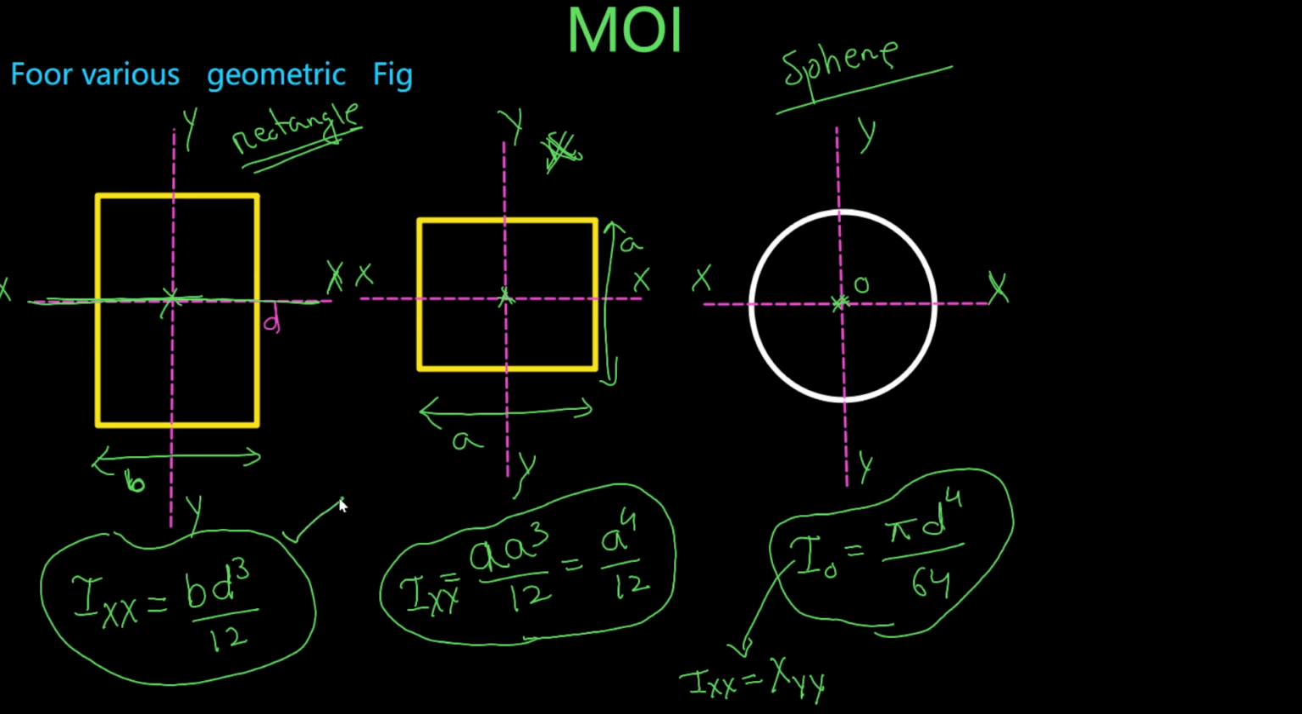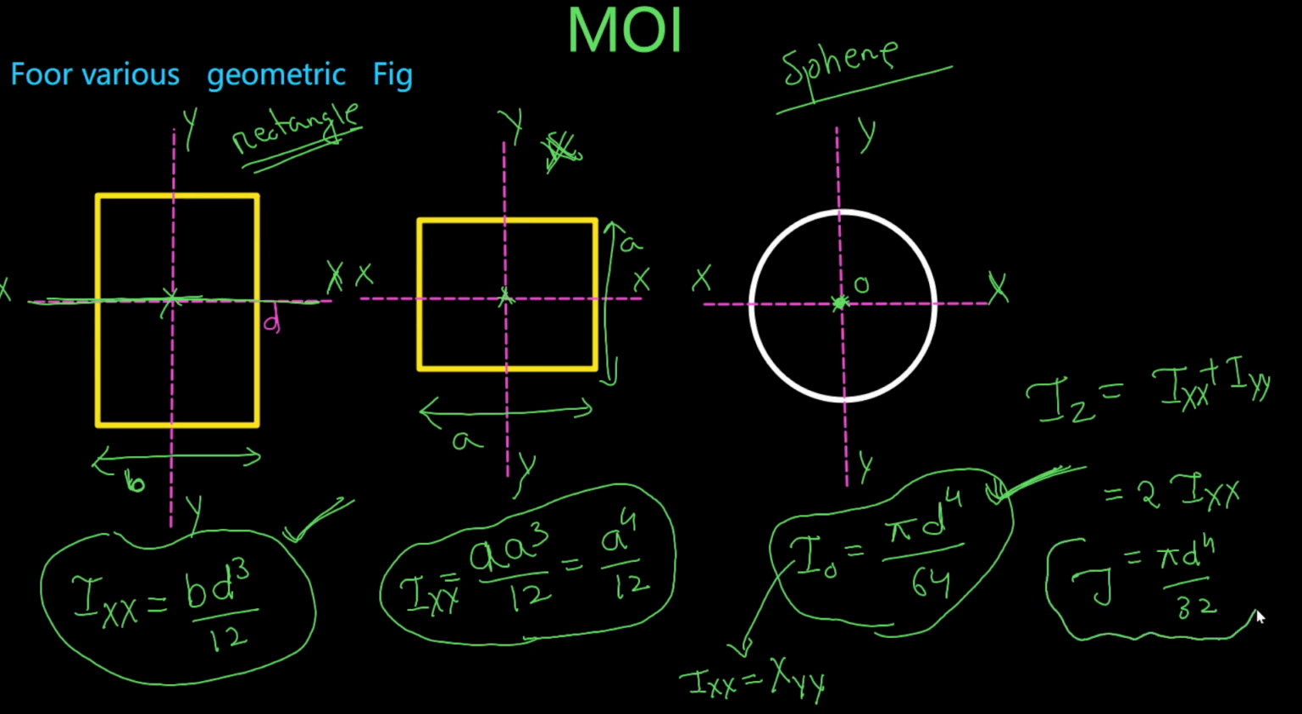Once you know these two formulas, you can calculate the area moment of inertia for any random figure. See, for the circle, if you want to calculate Iz, that will be nothing but Ixx plus Iyy. Iz passes through the point O, perpendicular to both axes, the xx axis and the yy axis. In this case, you can write 2 times Ixx, so it will be nothing but pi d fourth by 32. This formula J has wide use in the twisting of shafts.